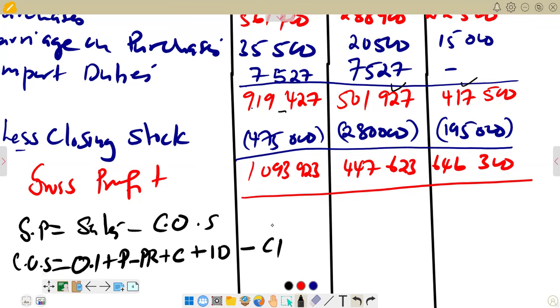So this is what we have, guys, in terms of this preparation with the purchase account and the trading account.